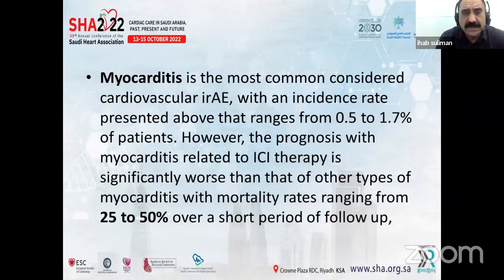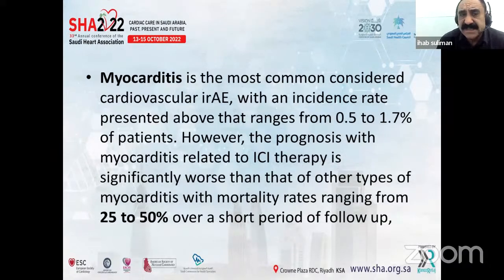Myocarditis is believed to be the most important cardiovascular adverse event, and it has a prevalence of 1.7% with immune checkpoint inhibitor combination. But the problem with myocarditis as an adverse event is that it can be associated with significant mortality of 25 to 50% of those treated with immune-related adverse events. This is different from myocarditis from other causes, which has a mortality of only 4%.